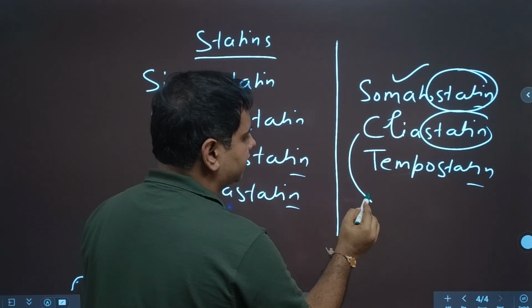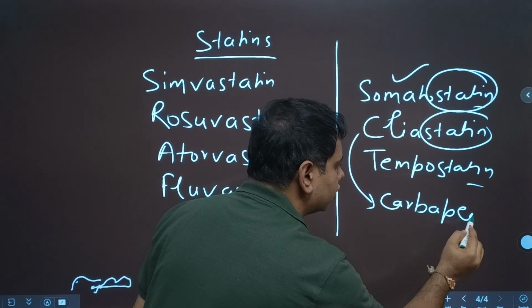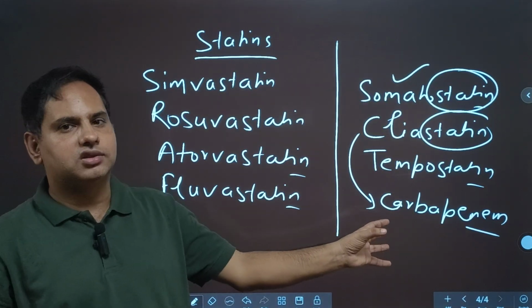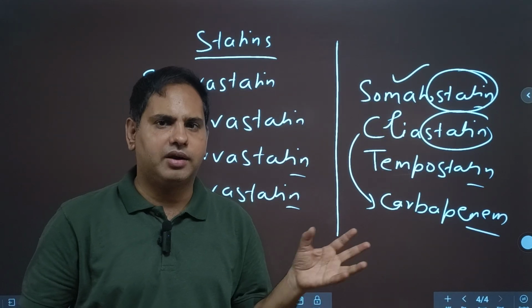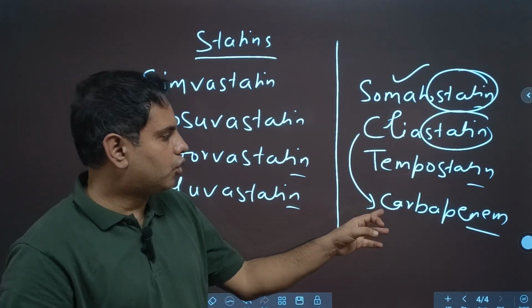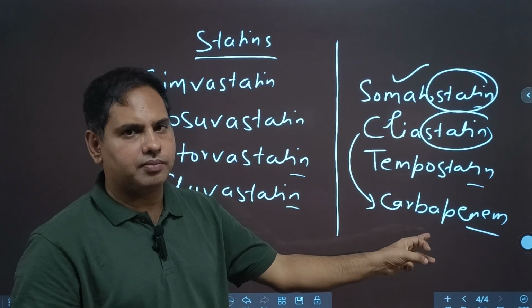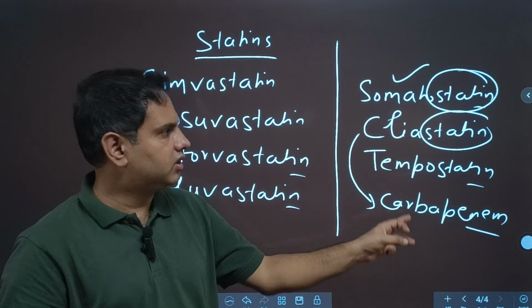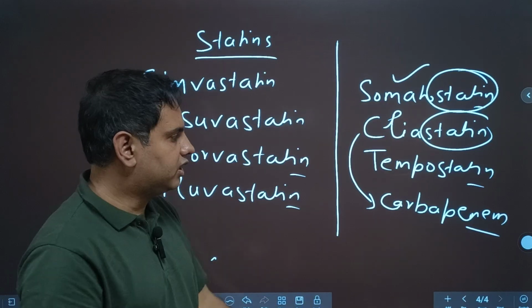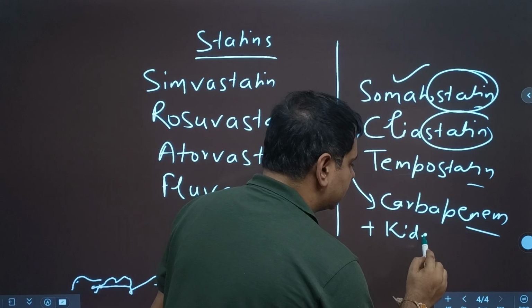Cilastatin is a drug which we are using in combination with carbapenem. Carbapenem is your antibiotic, which is a cell wall synthesis inhibitor. It binds with penicillin binding protein and inhibits the cross linking of your peptides. So, we are combining cilastatin with carbapenem. The reason why we are combining these both: cilastatin is not antibacterial, but carbapenem is antibacterial, but it is going to be destroyed by your kidney cells.